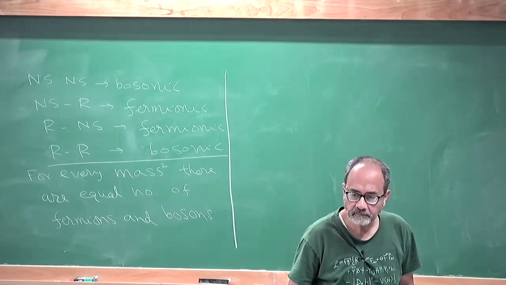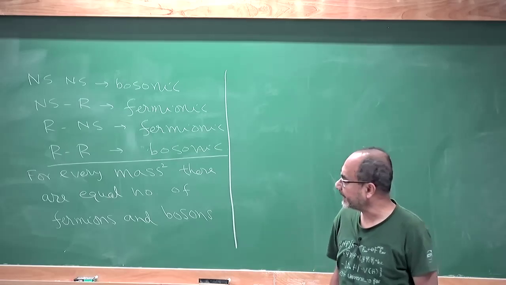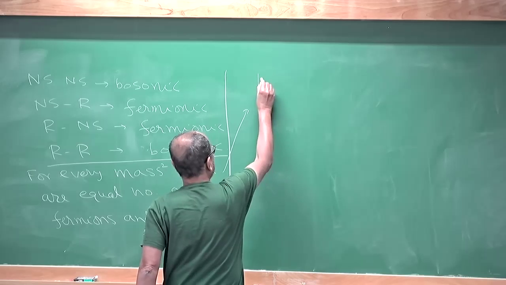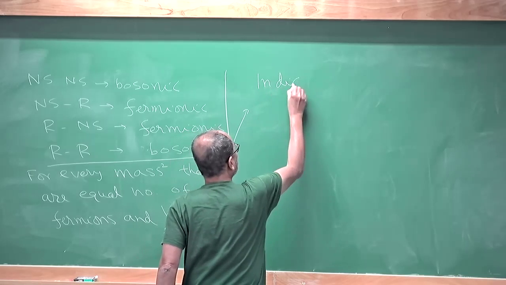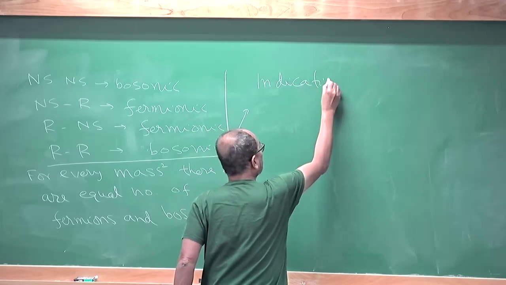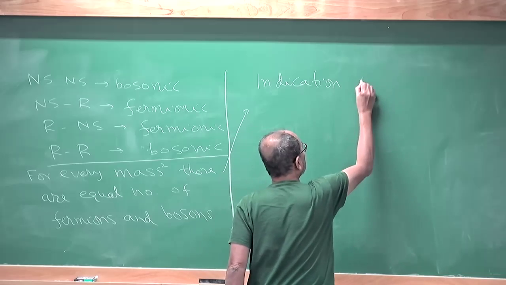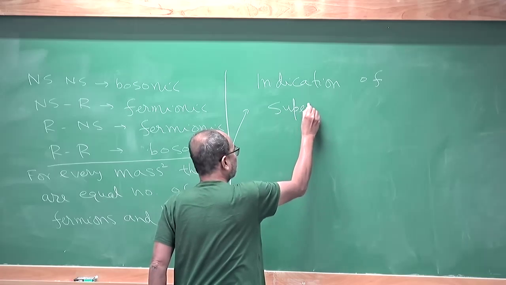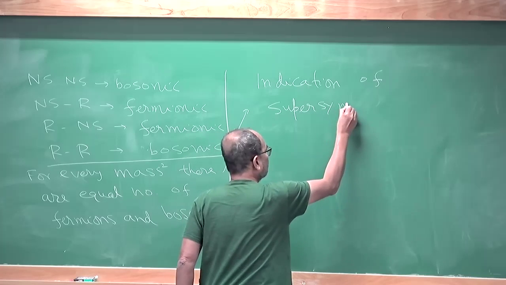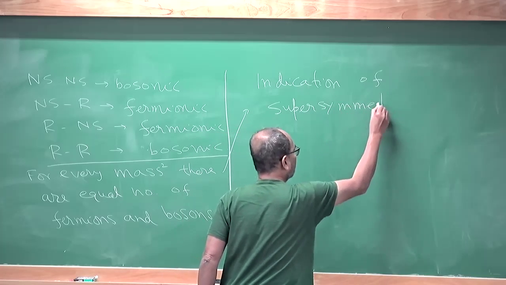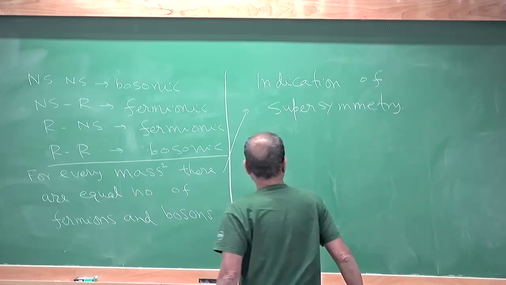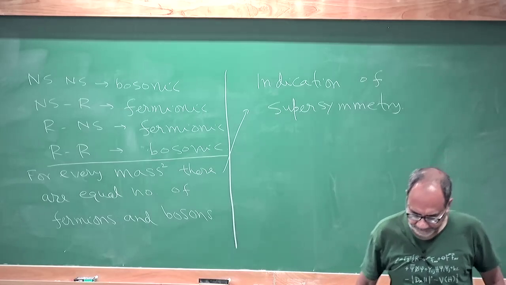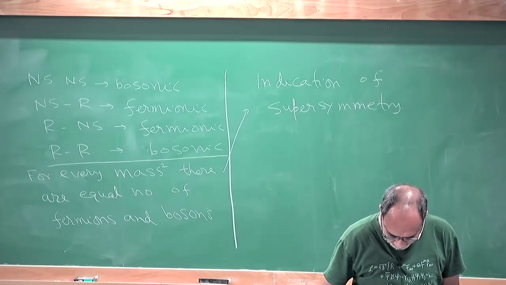This is an indication of supersymmetry. This is a necessary condition for supersymmetry, but certainly not sufficient, because full supersymmetry requires that all interactions are also invariant under supersymmetry. But again, we'll see how we prove it in general.